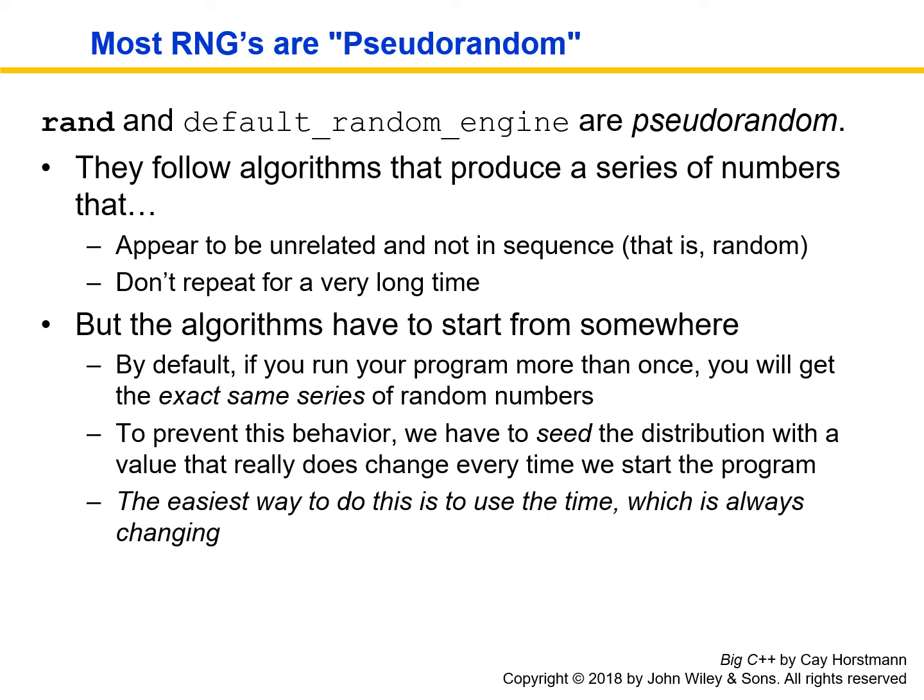Rand and default random engine are both what we actually call pseudo-random. They follow algorithms that produce a series of numbers that look random. They are not related to each other, they're not in any kind of sequence, and they don't repeat for a very long time. But they all have to start from somewhere. And if you don't provide a starting point, they will always pick the same starting point, which means you'll get the exact same series of random numbers every time you run your program.